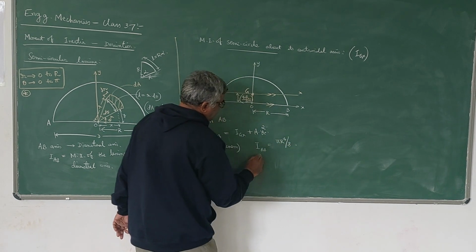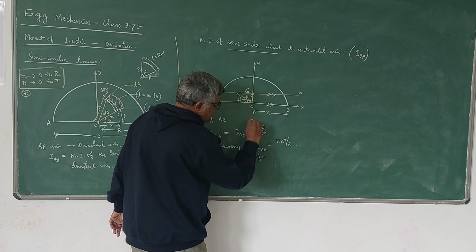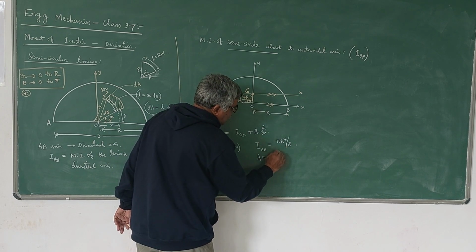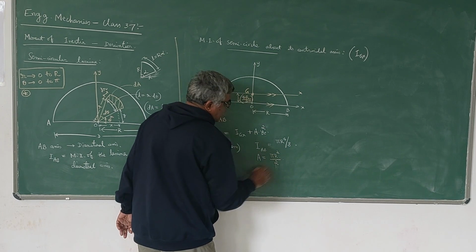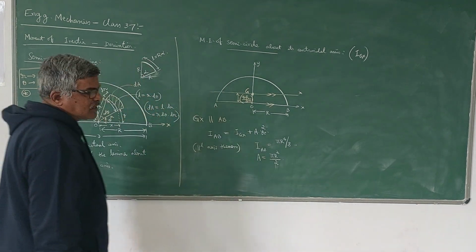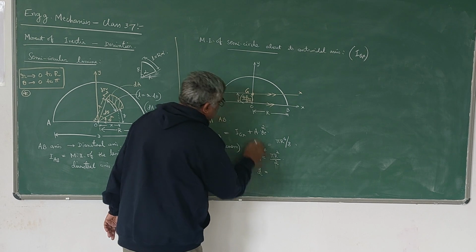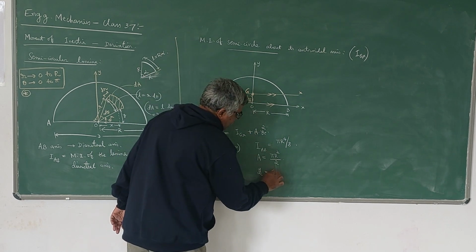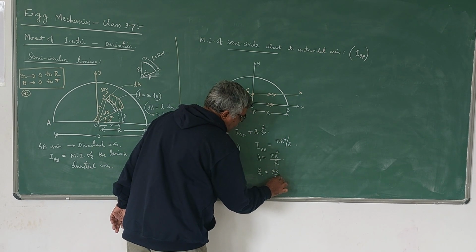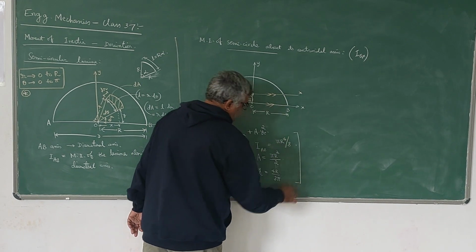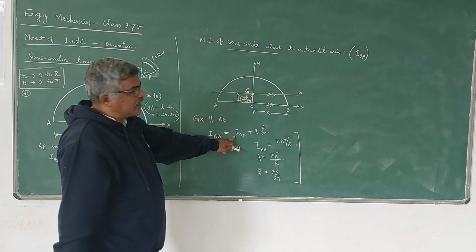A is the area of the semicircle, which is pi r square by 2. Area of circle is pi r square. Area of semicircle is pi r square by 2. YC is the distance between the two parallel axes, that is 4r by 3 pi. Now use these three here, get the value of IGX.